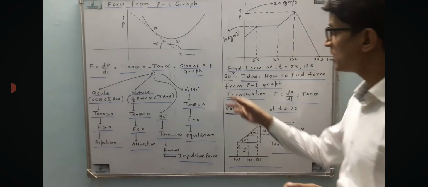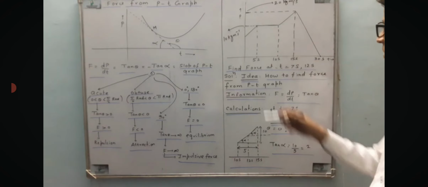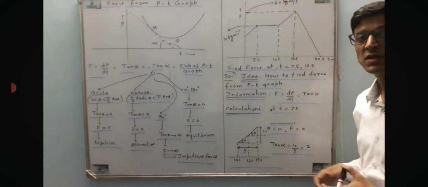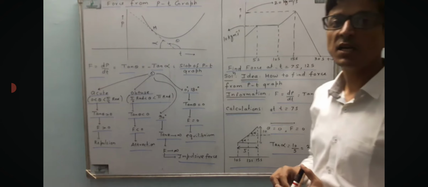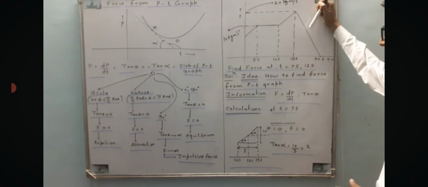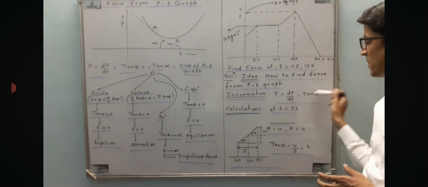So let's implement what we have learned in a question. The momentum-time graph is given and we need to find force at t equal to 7 seconds and 12 seconds. So we'll follow the steps: silent mind, idea, information and calculations. Let's start with the idea. The idea is how to find force from the PT graph. The information is that F is dp by dt, which is equal to tan theta.